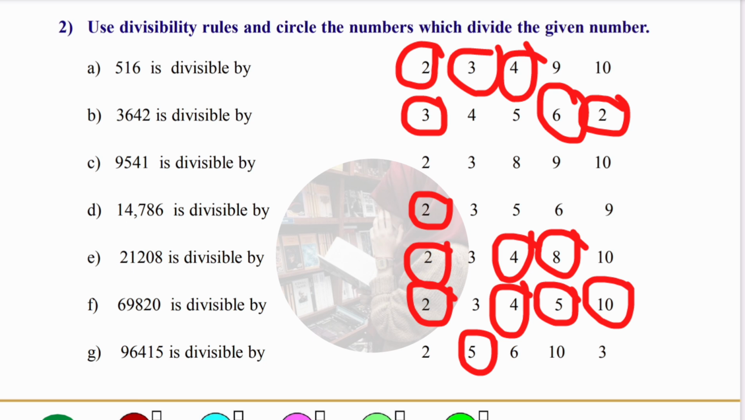Last number is 96,415. It is divisible by only 5, as we have 5 in the unit place or ones place. That's why. Okay. The rest, 2, 6, 10 and 3, just leave as they are. Okay guys, I hope you understood this Roman. Now we'll move to the fifth worksheet.